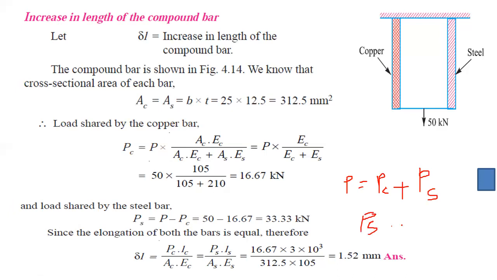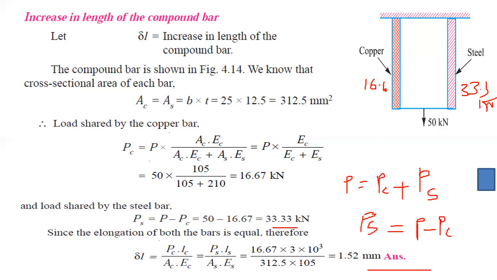PS equals total load minus load acting on the copper. By using this formula you have to find out the PS value. So that value is 33.33. This is the load acting on the steel. So the load acting on the steel bar equals 33.3 kilonewtons, and the load acting on the copper bar equals 16.67 kilonewtons. So these are the loads acting on the individual bars. This is step 1.